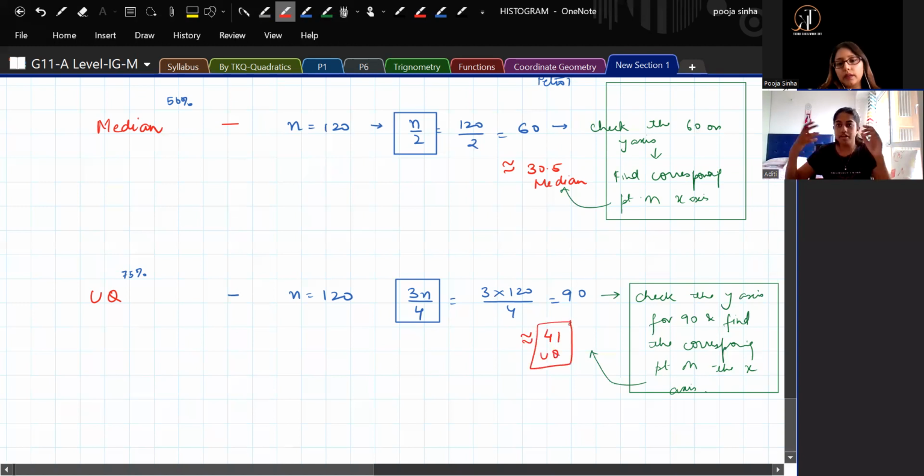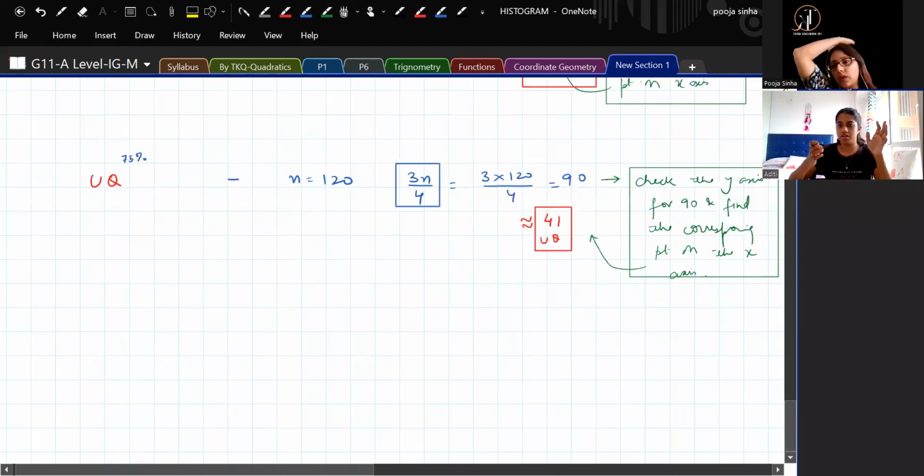Clear? So normally, whenever they give a statistics paper, they give a range of how much the upper quartile and median should be. In the same way, they will ask you what is the upper quartile, what is the lower quartile. Sometimes they don't ask upper and lower quartile, they straight away ask you the interquartile range. So for that, you have to find the upper quartile and lower quartile.